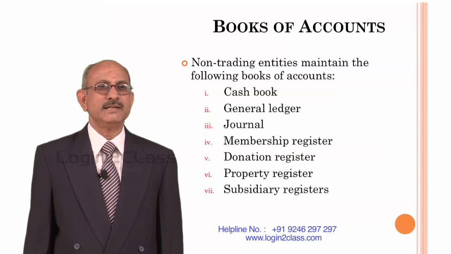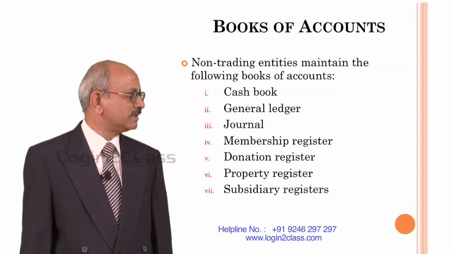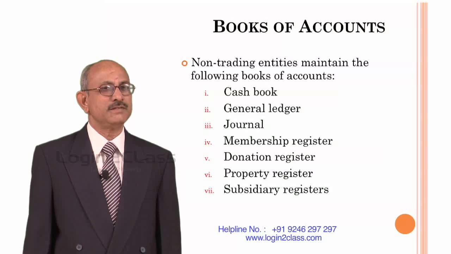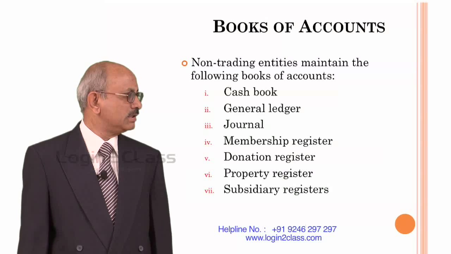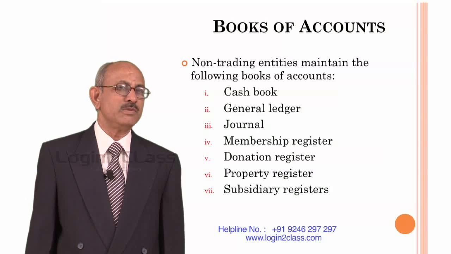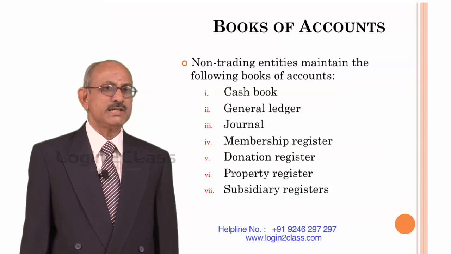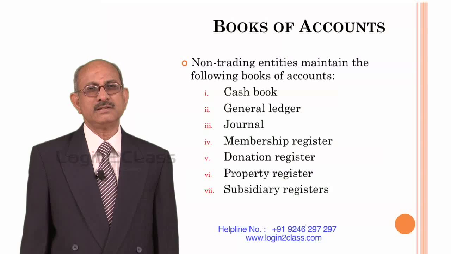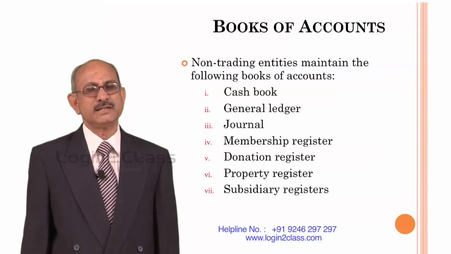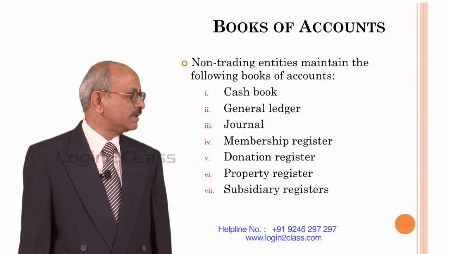The general ledger is a ledger of the various accounts maintained by the non-trading organization. The journal is used to put through all entries which do not get reflected in the cash book. The membership register is a register detailing the names of members, their addresses, telephone numbers, etc. And the donation register is to record all donations received, the purpose for which they are received, and any directions given by the donor in terms of use of that particular amount.